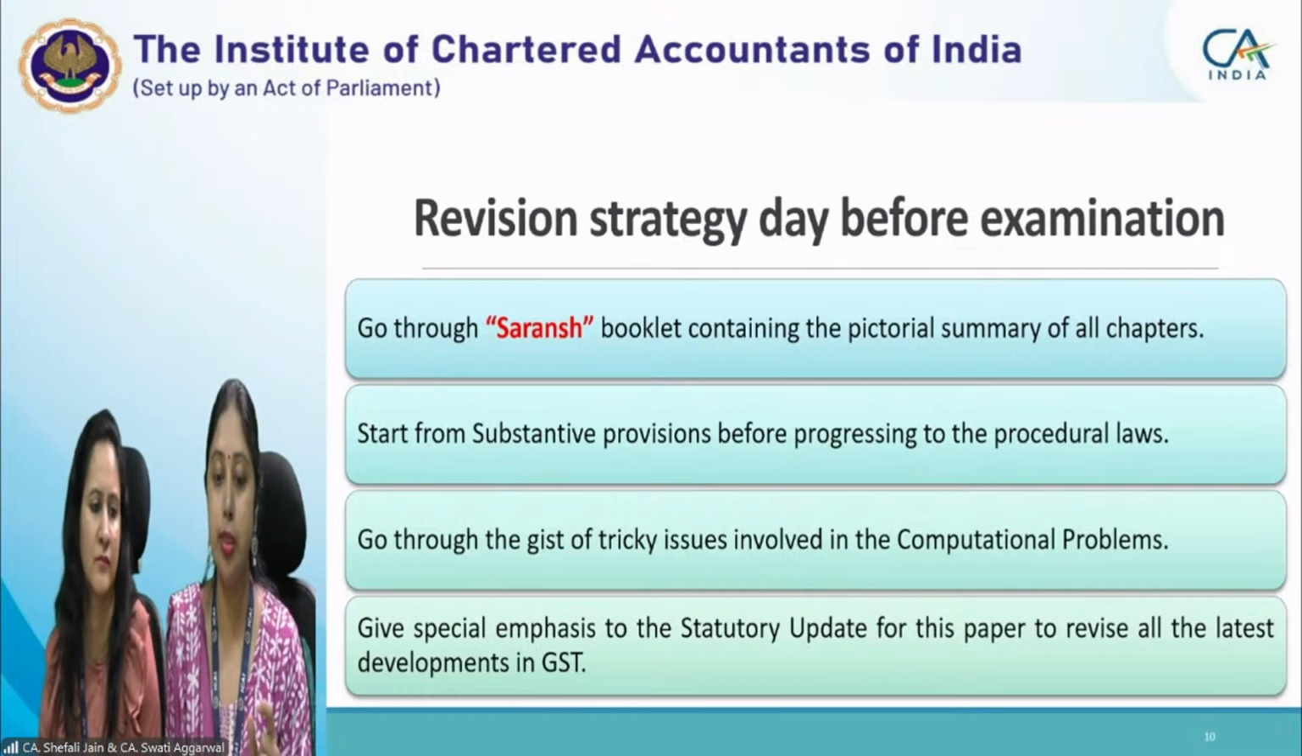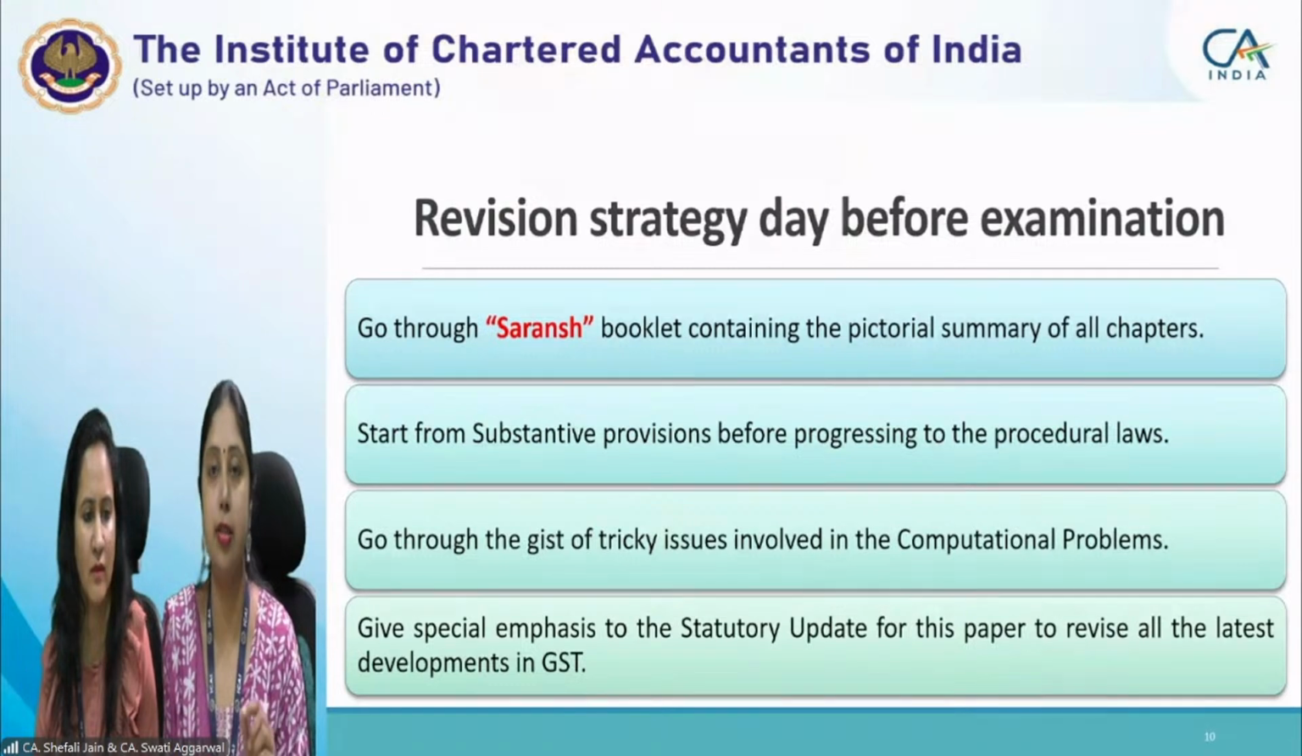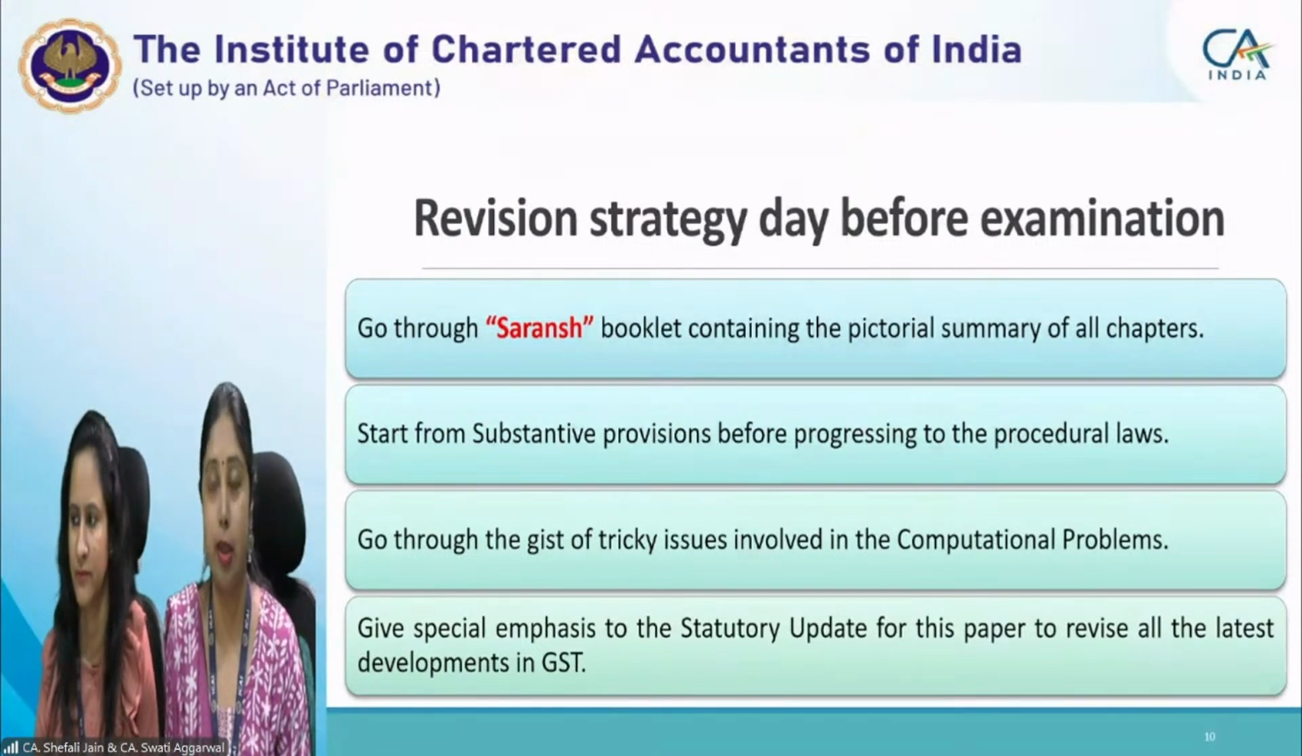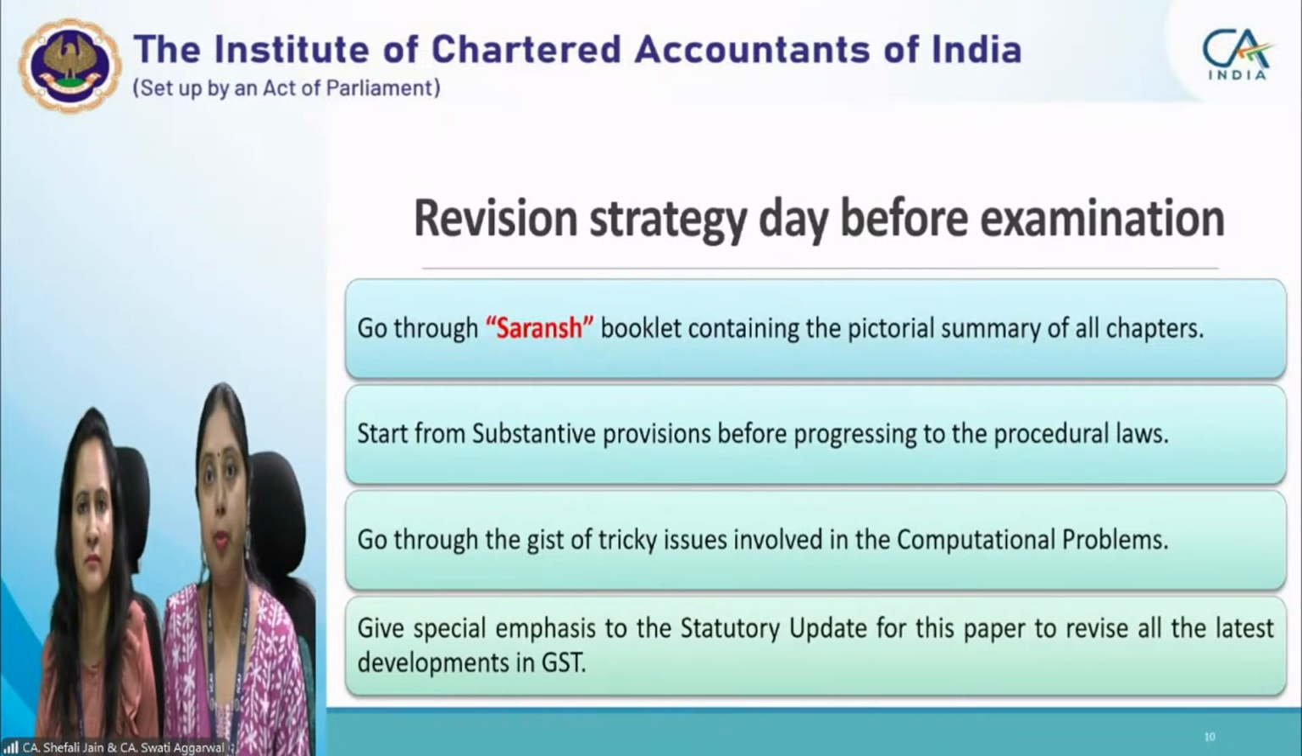First is to go through the Saransh booklet containing the pictorial summary of all chapters. Now, this is an addition to our publications, and a very useful addition which we have made this time. In fact, two more publications we have given to you. Last time also we discussed it: the MCQ book, the MTP booklet, and the case scenario based MCQ booklet we have given to the students of intermediate this time, plus Saransh for the intermediate examination.